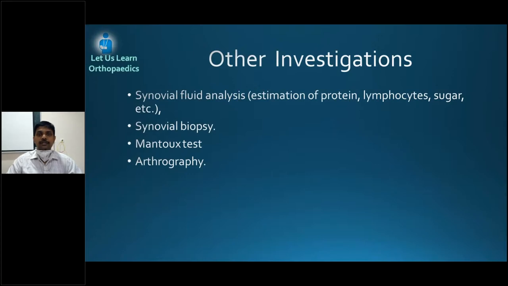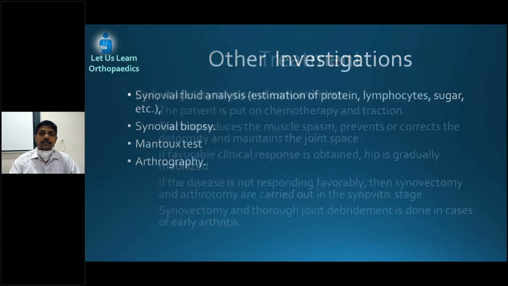These are all additional tests which will aid in the disease diagnosis, but you should be confirming the TB always by biopsy. You can take the synovial biopsy and send for culture sensitivity, AFB staining, which will show positive for tuberculosis. And nowadays, Mantoux test has become routine, but not much of clinical significance.